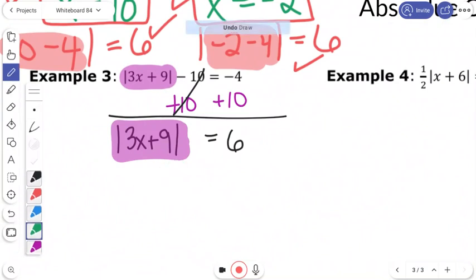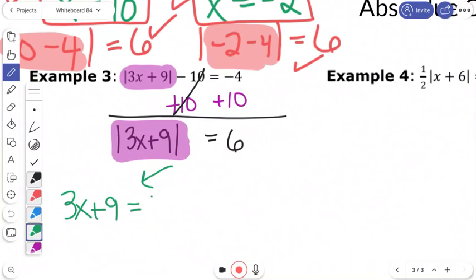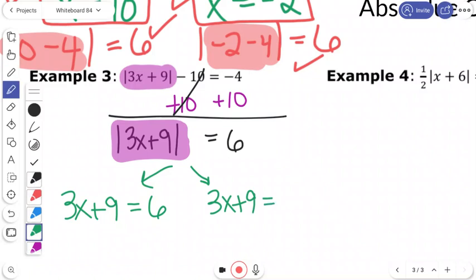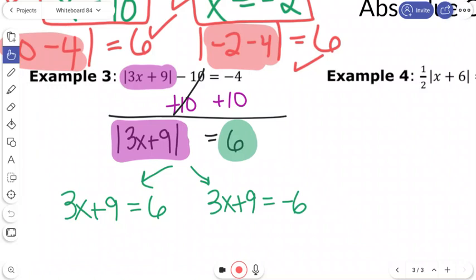The first one is just going to be 3x plus 9 equals 6. So essentially, we're just rewriting the equation. We're just dropping our absolute value bars. Our second equation is going to be 3x plus 9. Again, we drop our absolute value bars, but this time we have to change the sign of this side of my equal sign. So a positive 6 turns into a negative 6. And now we're just going to solve.